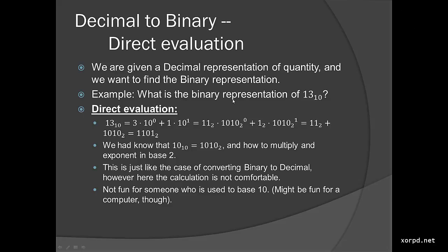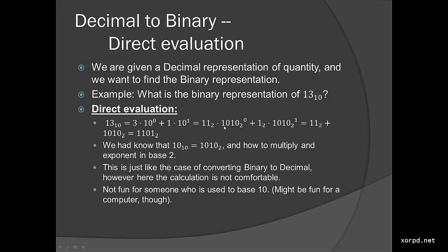For example, what is the binary representation of the number 13? The direct evaluation way would be something like this. We know that in base 10, the value is calculated in this fashion: 3 times 10 to the 0 plus 1 times 10 to the first. So, if we really want to use this method to calculate the base 2 representation, we couldn't. Actually, we'll have to convert everything to base 2. That means we will take this 3 and convert it to 11, and 10 is being converted to 1010.